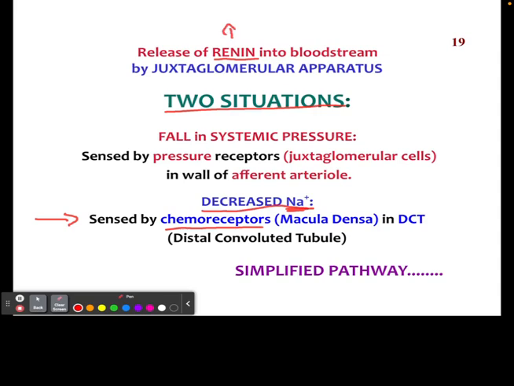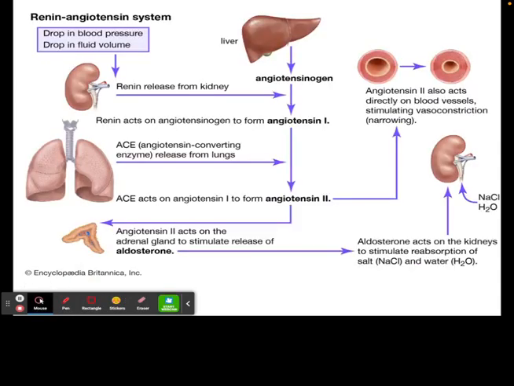Second option is that we have pressure receptors that are located in the wall of the afferent arteriole, which again, if they recognize that we have a low blood pressure, renin will be released. So what happens when the hormone renin is released into the bloodstream? Let's follow this path.